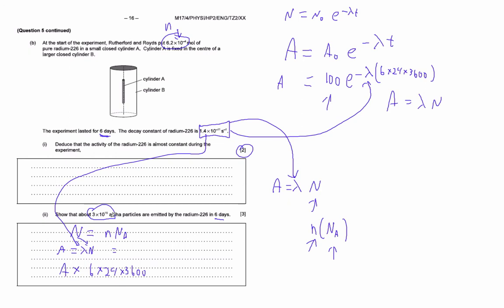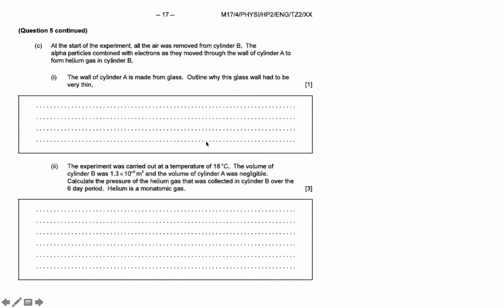All right. At the start of the experiment, all air was removed from cylinder B. The alpha particles combined with electrons as they moved through the wall of the cylinder to form helium gas in cylinder B. The wall of cylinder A is made from glass. Outline why this glass wall had to be very thin. And the answer to that is that alpha particles, you can stop alpha particles with a few inches of air or a sheet of paper. Since they're massive and ionized, they tend to interact pretty strongly with matter, and they'll just become helium. Okay.